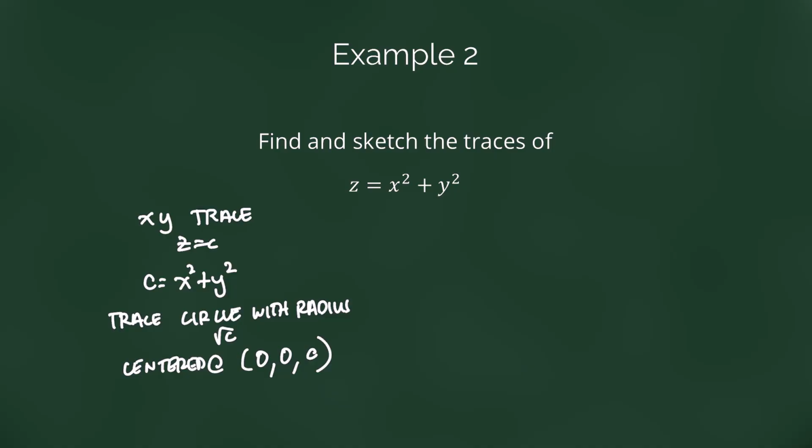Similarly, I'll switch colors to make this more apparent. We're going to do now the xz trace. This is when we let y be c. So there we're going to get that z is equal to x squared plus c. This is a parabola. It's going to be a parabola in the xz plane.